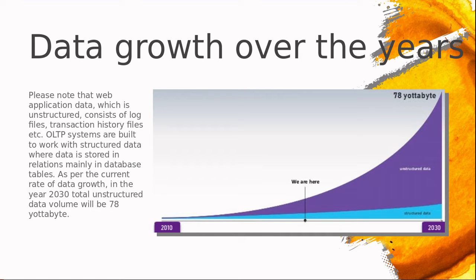Please note that web application data, which is unstructured, consists of log files, transaction history files, etc. OLTP systems are built to work with structured data, where data is stored in relations, mainly in database tables. As per the current rate of data growth, in the year 2030, total unstructured data volume will be 78 petabytes.